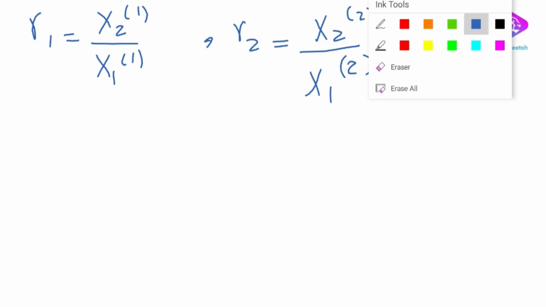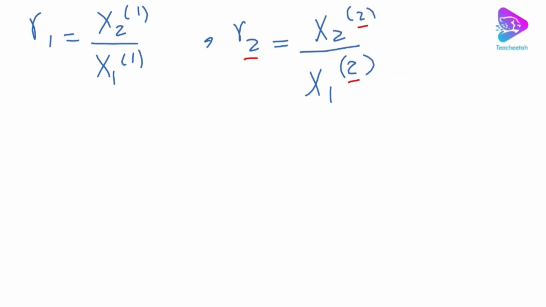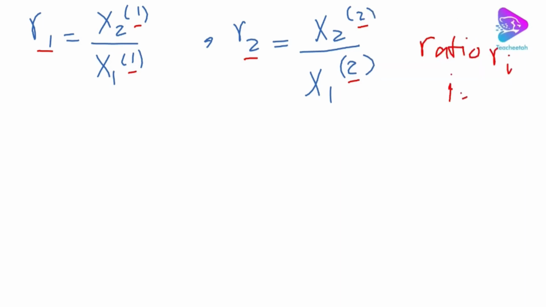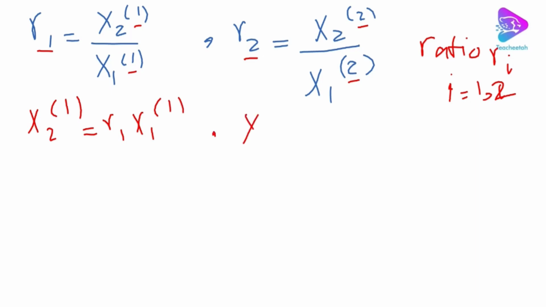So remember, the 2 belongs to this mode shape, and the 1 belongs to the other mode shape. So these are the amplitude ratios. Remember, I in R_i would be 1 and 2. So I here is 1 and 2, right? So what happens is, with this definition, we have x21 equal to R1 x11 and x22 is equal to R2 x12.